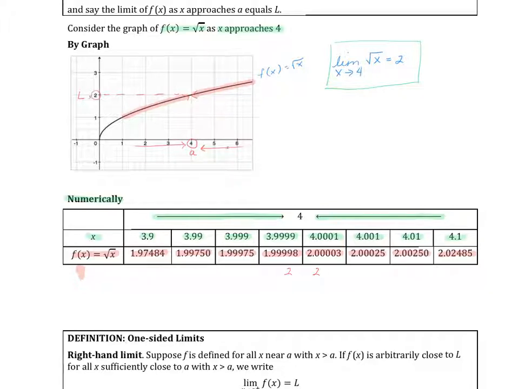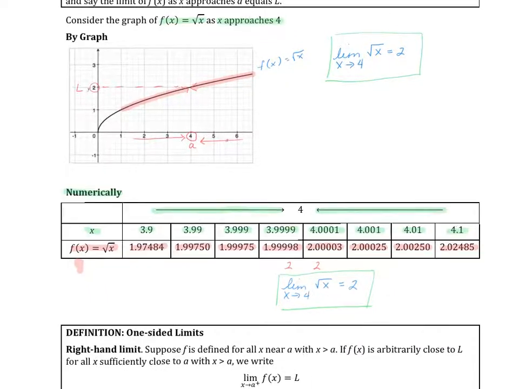So you can see these y values are getting closer and closer and closer to 2. So as we come in from the left, or as we come in from the right, our y values are approaching 2. So again, we say the limit as x approaches 4 of the function square root of x is going to be equal to 2. But notice that the y value has to be the same coming in from both the left and the right.